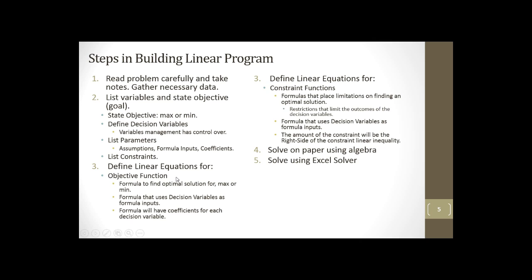The objective function, that's the function to minimize or maximize. And then we have to define linear equations for our constraint functions. These are formulas that place limitations on finding an optimal solution, like the maximum for cost of goods sold equals $700,000. We will see in this video how to solve on paper using algebra. Next video, we will see Excel solver.